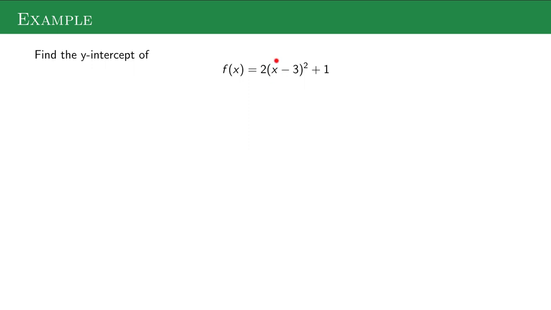For this function, again, I just want to plug in 0, so I'm going to replace this x with 0. That's my first step. This one is a little bit more complicated, so I have to do my order of operations. Simplify inside the parentheses first. Then I do exponents. Negative 3 squared is positive 9. Then I multiply, and then I add to get my final answer. So in this case, the y-intercept is 19. The important thing is just know your order of operations and plug in 0.